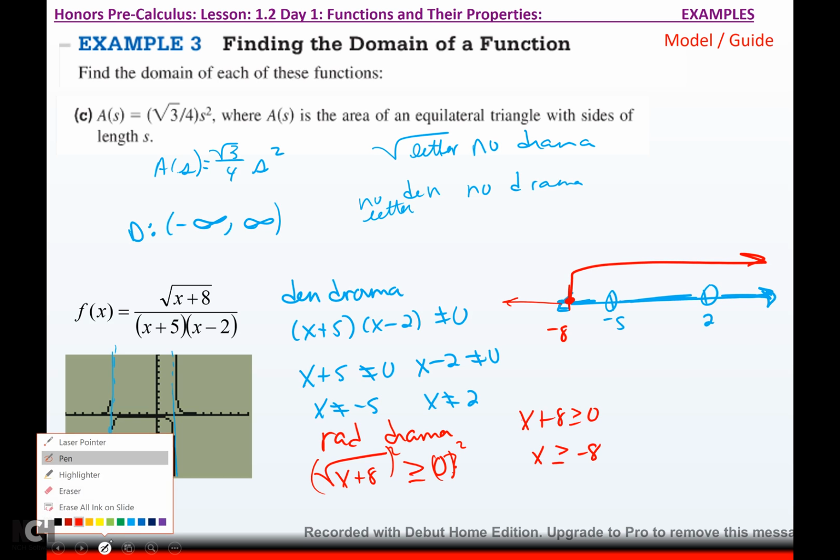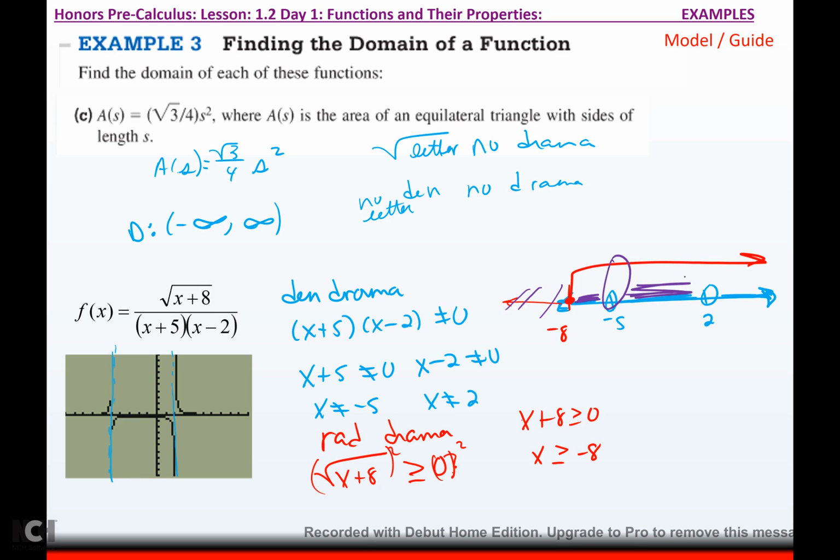Alright, so where there's red and blue, which isn't down here, red and blue, jump, red and blue, red and blue, red and blue, jump, red and blue. So this domain is going to start at -8, go to -5, union, start at -5, go to 2, stop, jump, start 2, go to infinity. Okay?